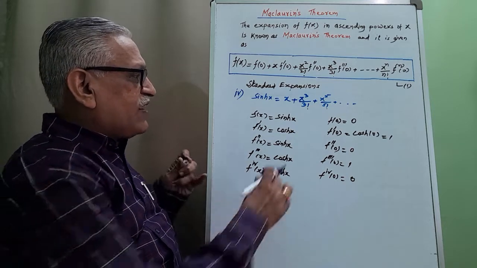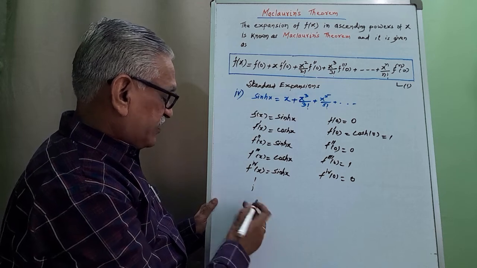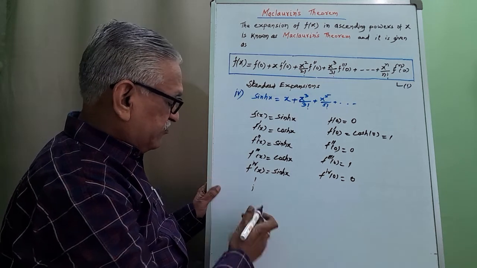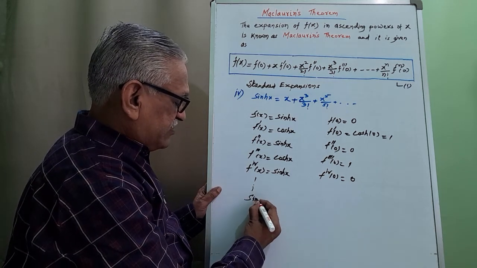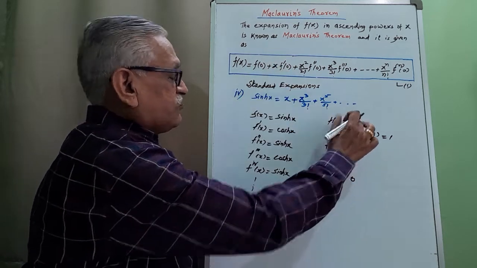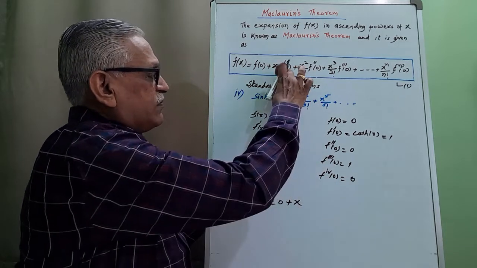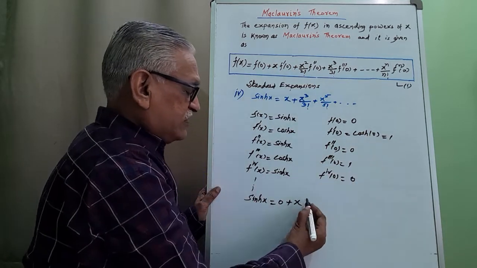Therefore, substituting those values in this Maclaurin series result, we get f of x. F of x is here sin hx. First term f of 0, value is 0. X into f dash, the value of f dash is 1.